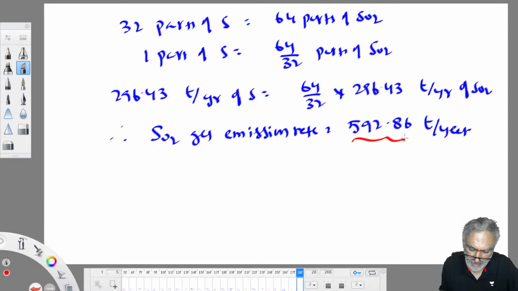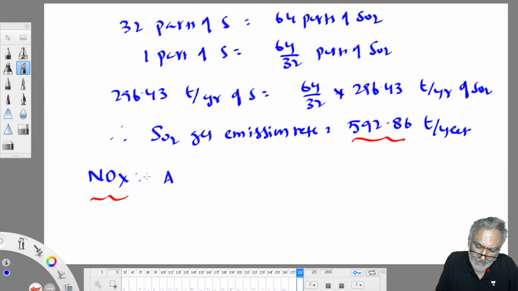Okay. Then last parameter is NOx. Among all NOx, NO and NO2 are dangerous air contaminants. NO and NO2.